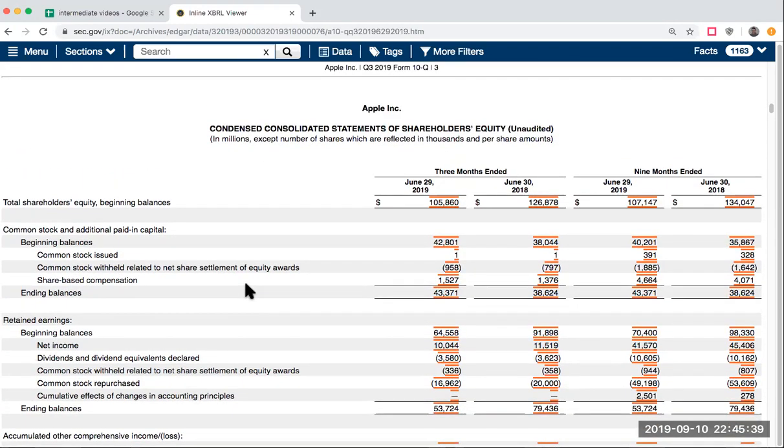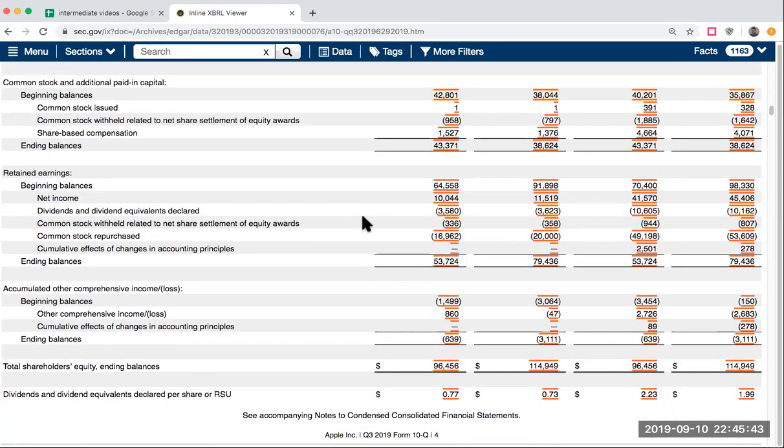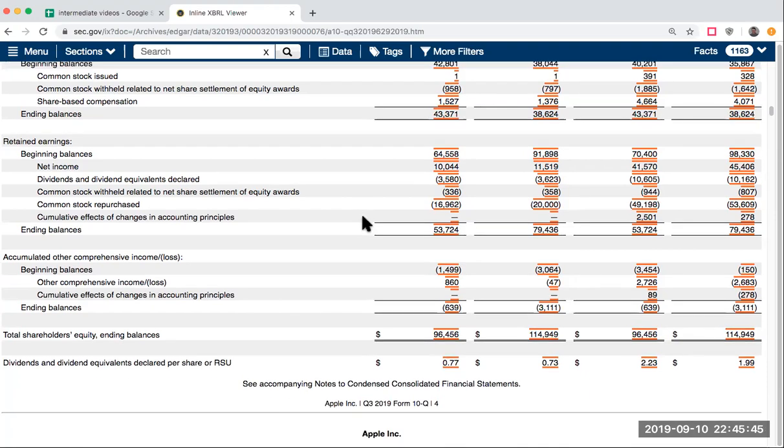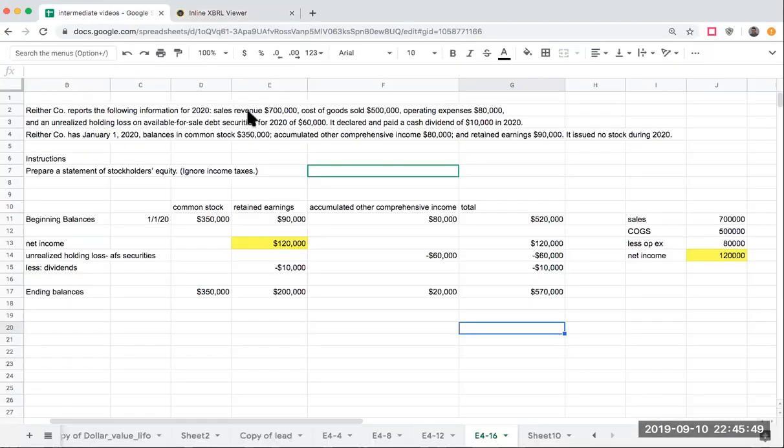And here's the one over here for Apple. So again, here you go, all the different adjustments with retained earnings. And again, it's helping us further explain our equity balances.